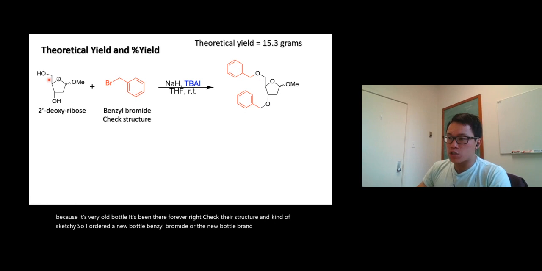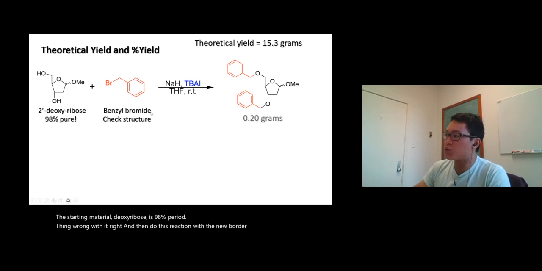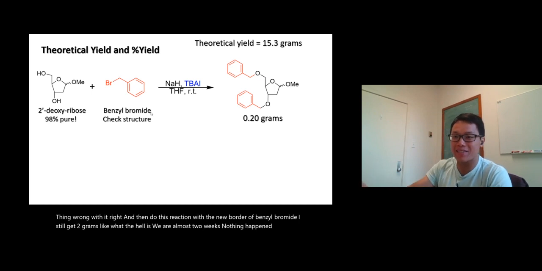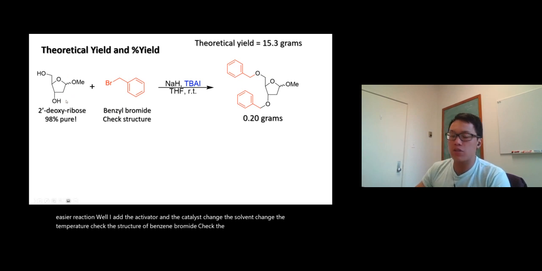Okay. Now check the structure of the starting material. Deoxyribose is 98% pure. So nothing wrong with it, right? And then do this reaction with the new bottle of benzylbromide. I still get 0.2 grams. Like what the hell? It's been almost 2 weeks. Nothing happened. It's just an easy reaction. Well, I added the activator, the catalyst, changed the solvent, changed the temperature, checked the structure of benzylbromide, checked the structure of deoxyribose. Nothing works.